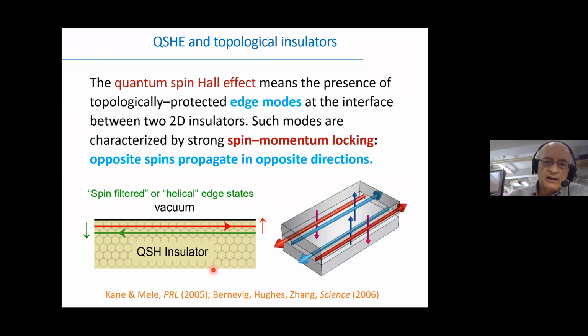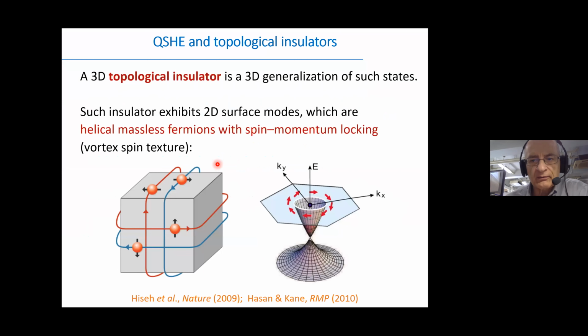The key is to look at the spin-momentum locking. Opposite spins propagate in opposite directions. And the 3D topological insulator is a 3D generalization where there are these 2D surface modes, which are helical massless fermions with spin-momentum locking. We had them in real space and momentum space.